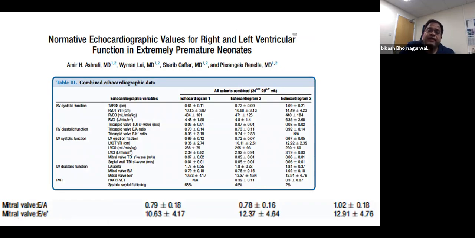A paper published by Weimel Lai, probably a pioneer in functional echocardiography, and he's done various publications. His book is still considered the Bible for echocardiography in structural heart disease, used by all pediatric cardiologists across the world. He has published a study looking into the normative echocardiographic values for right and left ventricular function in extremely preterm infants. And I think these are the most standardized values we have at this stage, where various numbers are there.